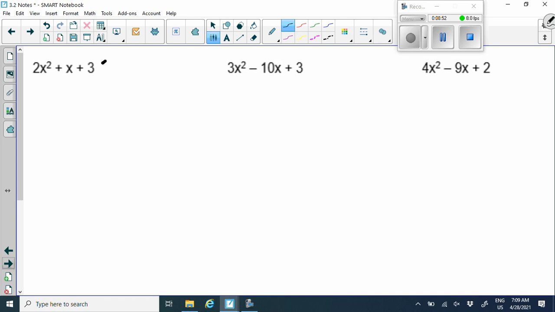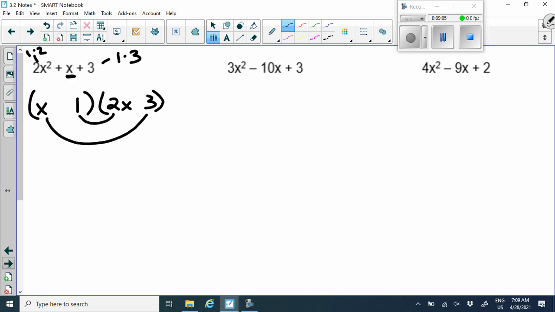So on here, once again, we have 1 and 3. We got 1 and 2, so I have x and 2x. Let's try 1 and 3. We're trying to add up to the middle term of just x. So 1 times 2x gives me 2x. X times 3 gives me 3x. Now I want to add up so it's 2x plus x, so my larger number needs to be positive and my smaller needs to be negative. So we have x minus 1 and then 2x plus 3.